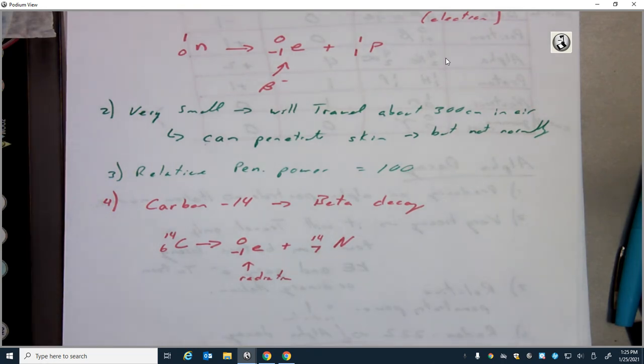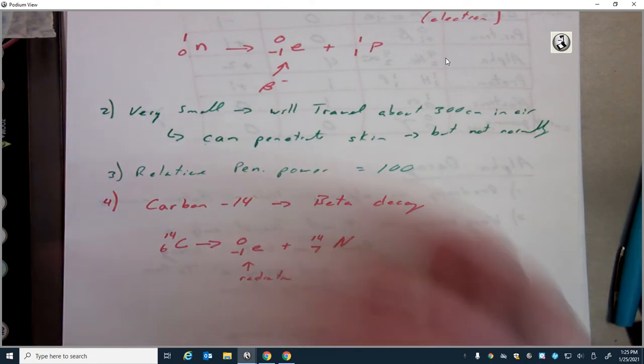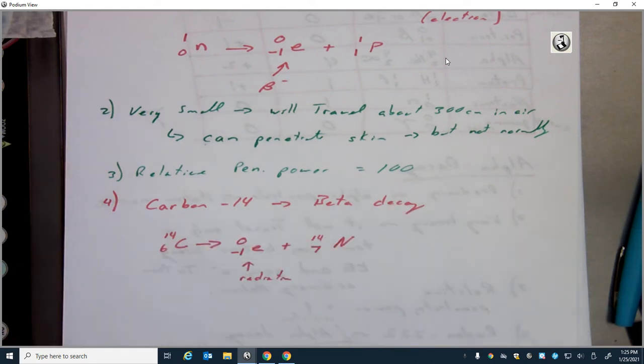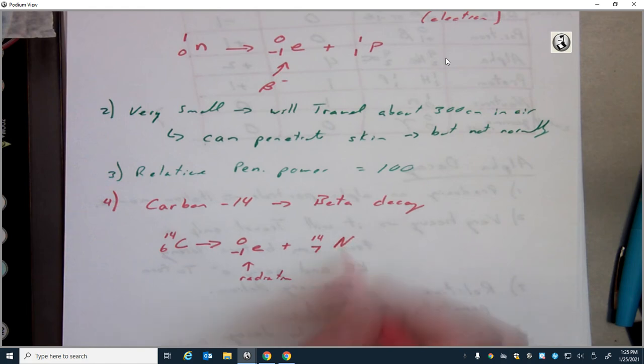Now, the ultimate goal of a radioactive substance is to become stable. And we're going to talk more about that next class. But that's why this is going through radioactive decay. It wants to become stable. Well, it's going to give off energy to try to get there. Good.